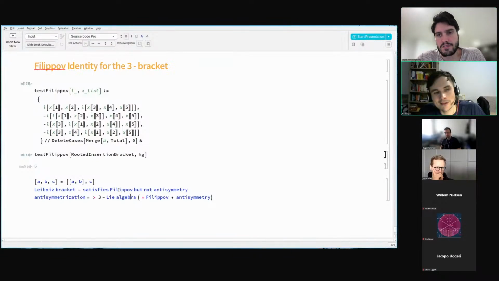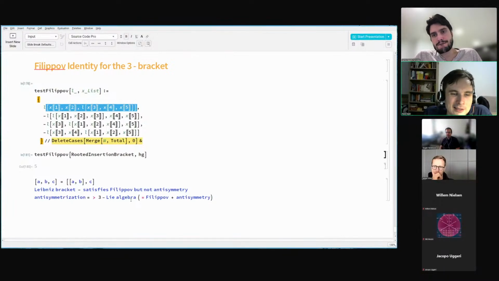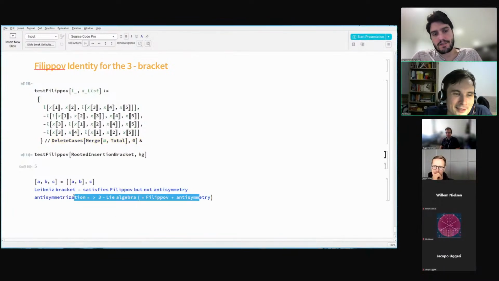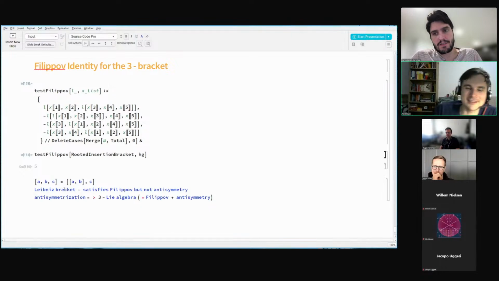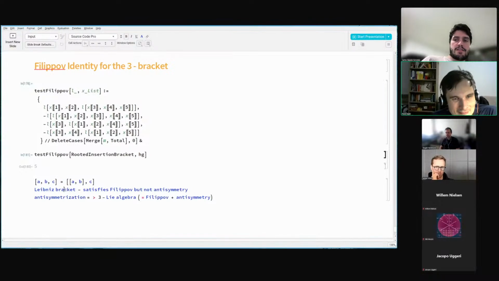If I should guess, then I would think that if my bracket satisfies this Filippov identity, then it's going to be the boring one, the one above. It's actually going to be this antisymmetrization of the Leibniz bracket. I would just guess because it seems that there are some kind of relations.